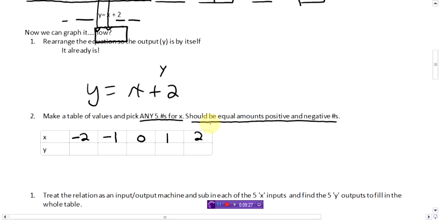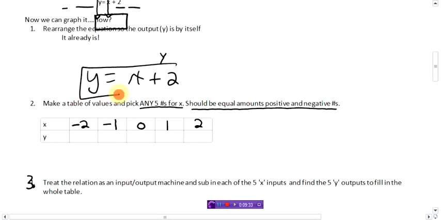Next, this should be step 3. Treat the relation, the y equals x plus 2, as an input-output machine and sub in each of the 5 x inputs to find the y outputs and fill in the whole table. So this we did before. You're going to sub in -2 into this equation, figure out what you get, just like the chicken going into the machine and seeing what output we get for a y, and we fill in the table, just like we did last class.